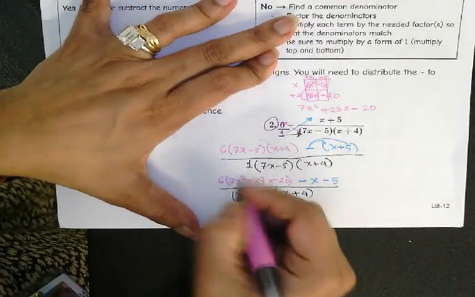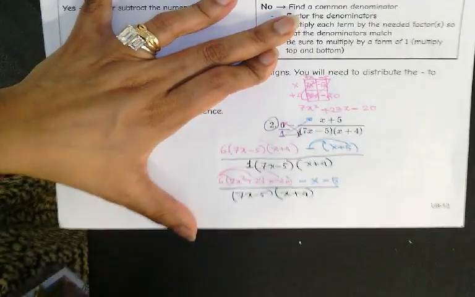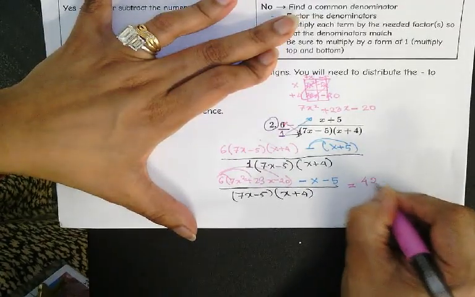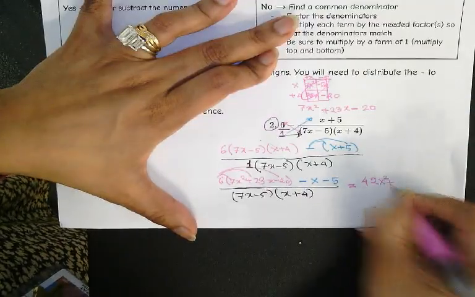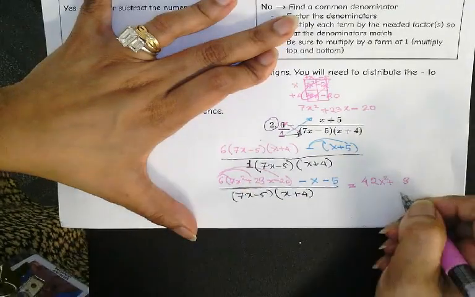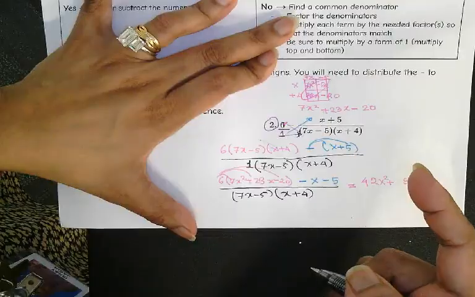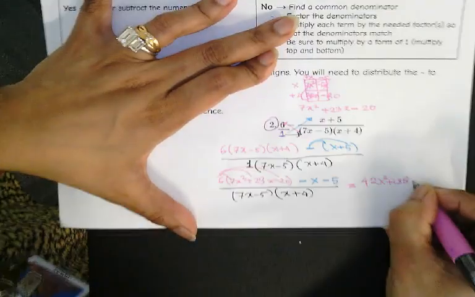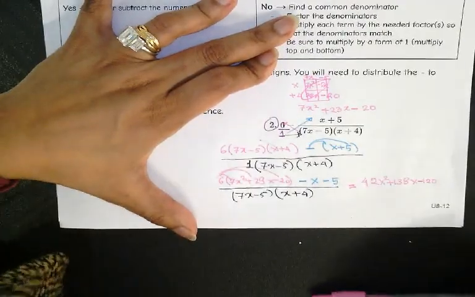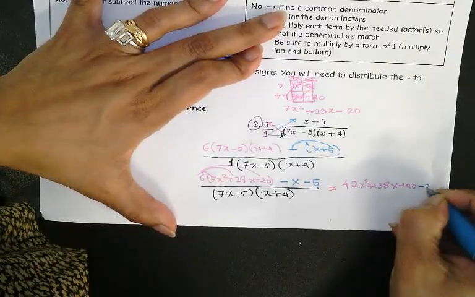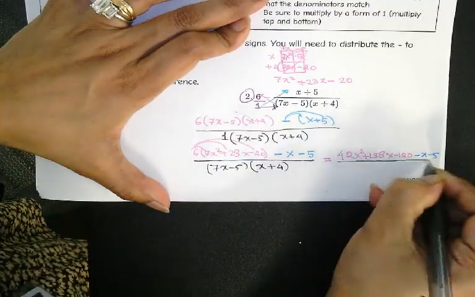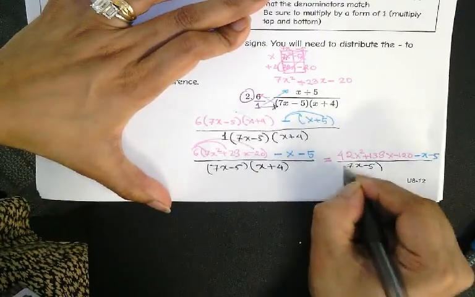So here, I'm going to distribute the 6 with all of them. If you do it, it's going to be 42x squared plus, what do I get over here? 23 times 6 is going to be 138. 138x, and then minus 120. And this one is going to be negative x, negative 5, over 7x minus 5, x plus 4.